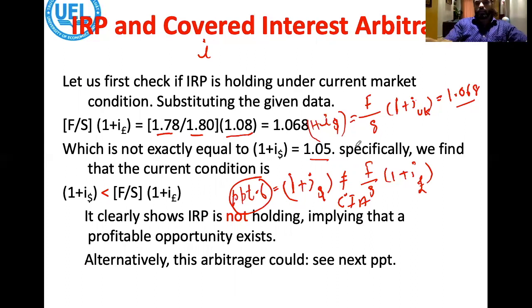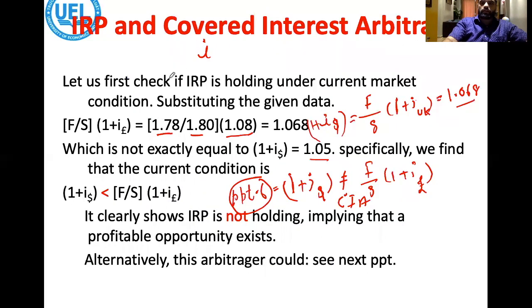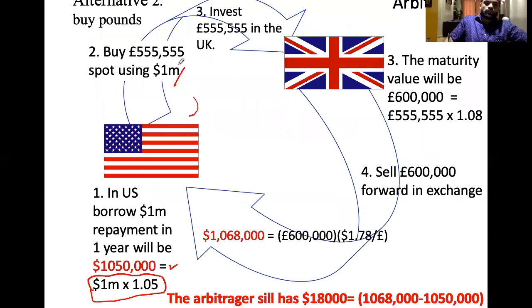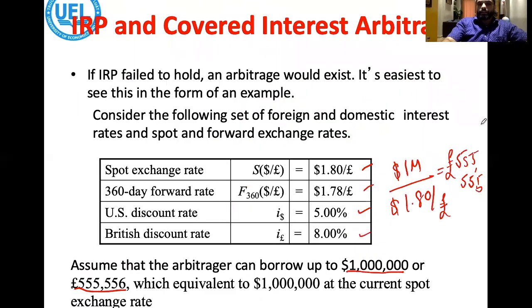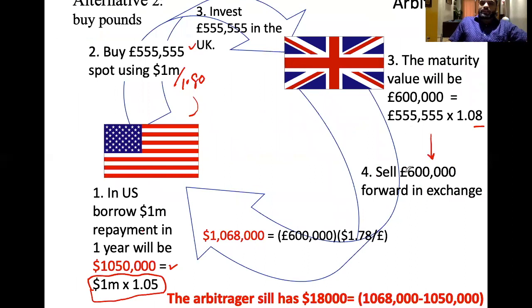Such kinds of questions may come up in multiple choice questions, right? Now, here is a question. First, we borrow $1 million in the US. If you borrow, your repayment will be 1,050,000 using the 5% interest rate. Second alternative is we buy pounds: 1 million divided by the spot rate, which is 1.80. So if you divide it, you will get this number. We will buy pounds and invest them at the rate of 8%, in England. So our investment becomes 600,000 pounds.